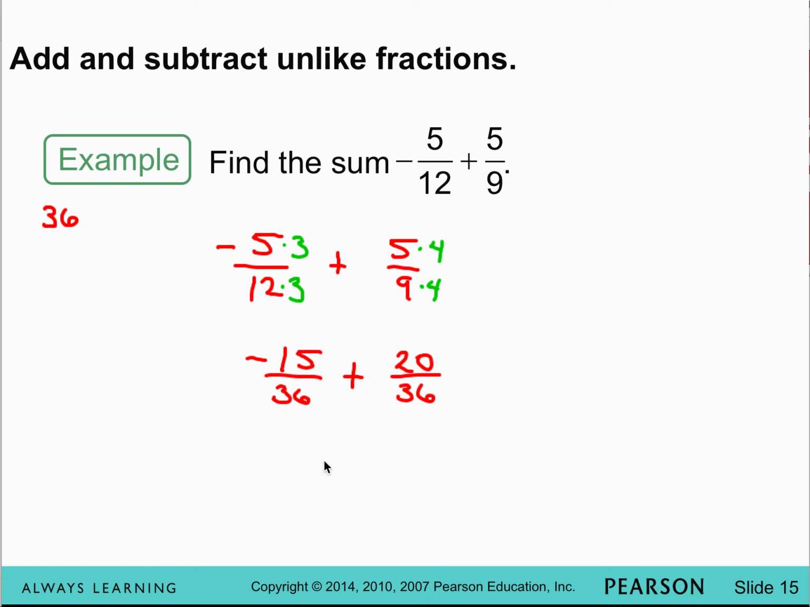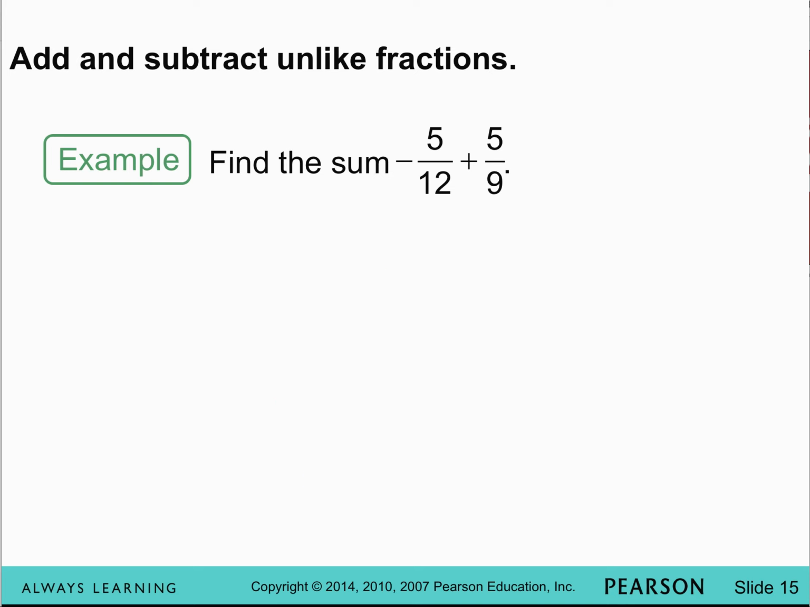Hey, they got the same denominator now, so that just is my denominator and my answer, and I add and subtract. Signs are different, so minus. 20 minus 15 is 5. Keep the sign in front of the biggest number. This won't simplify either. There's no common factors. All right, 5 doesn't go into 36. So I'm finished.